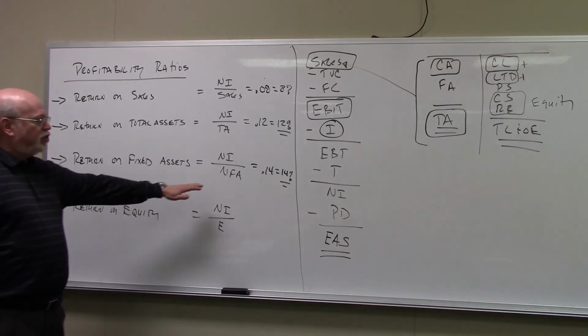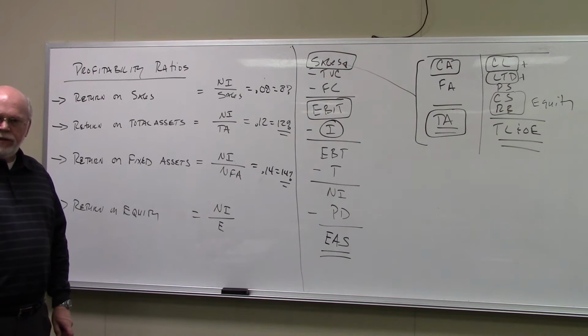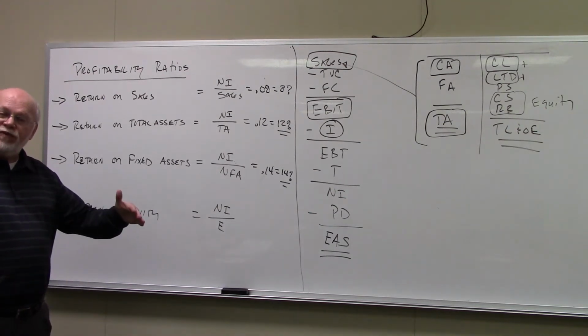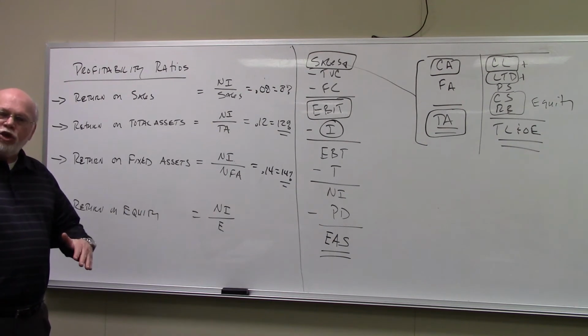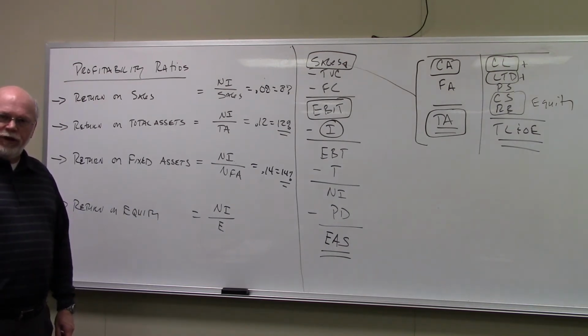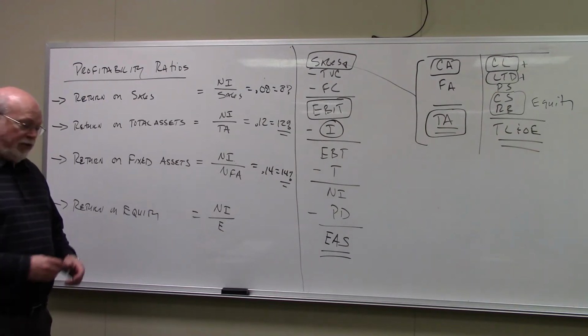Now again, you should note the denominator here is not gross fixed assets, but net fixed assets. Net fixed assets is gross fixed assets minus accumulated depreciation, which we'll talk about a little later on down the road. But nonetheless, that's net fixed assets that you're looking for here. And like all the rest of them, the higher the number, the better.